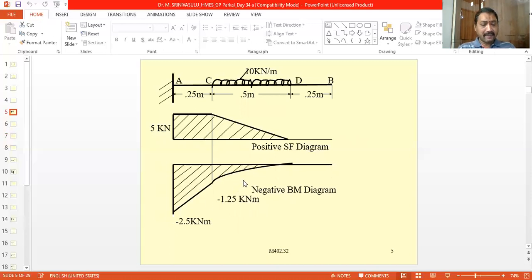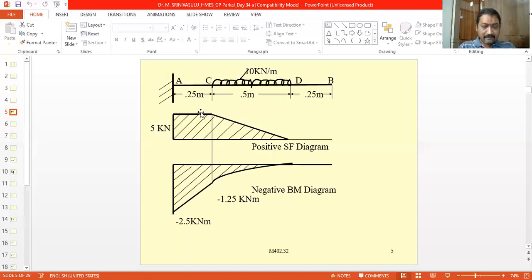Now how to join these points is very important, because here the UDL is acting. For this UDL, the equation is W into X square by 2. So it is a parabolic equation. Therefore the shape of the curve is like a parabola. This is a quadratic curve, a second degree equation curve. So we should join these two points with a curve.